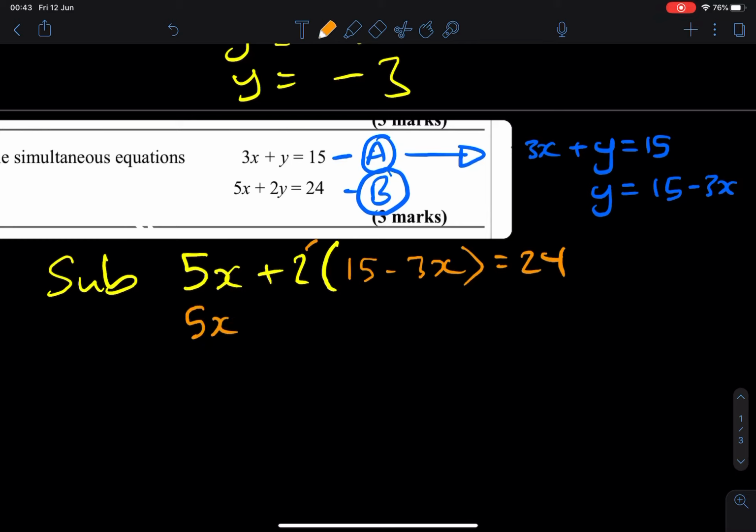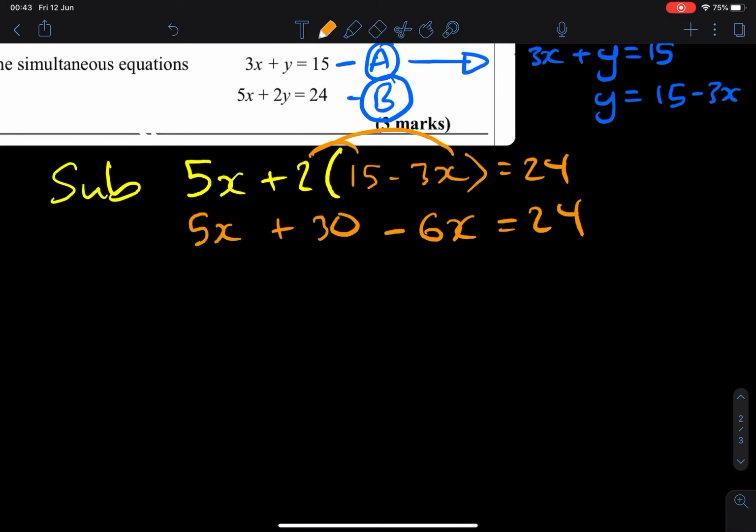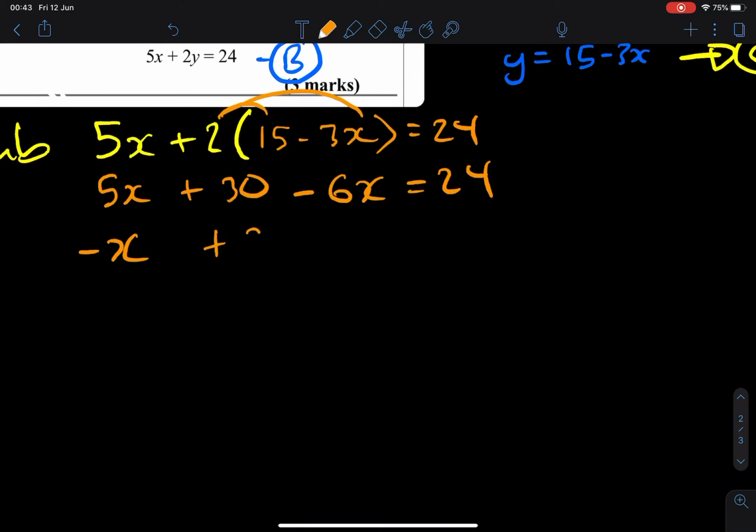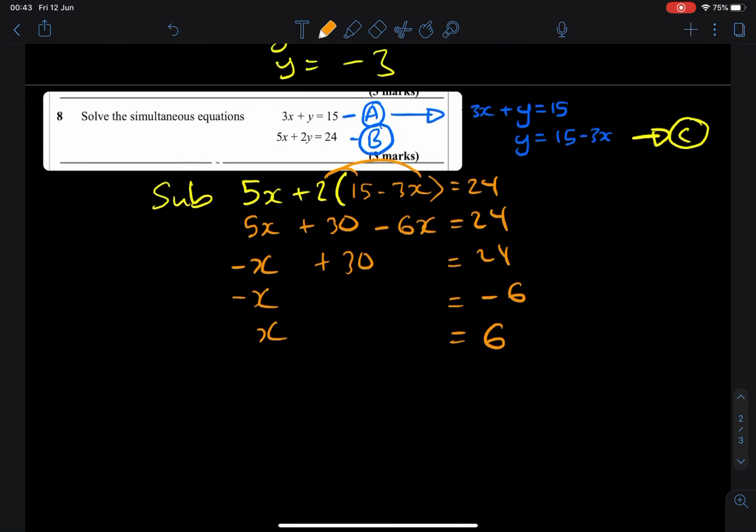And now just solve it like a normal equation, expand and solve. So plus 30 minus 6x is equal to 24. 5x take away 6x is minus x. Plus 30 is equal to 24. Minus x is equal to 24 take away 30, which is minus 6. Therefore, x must be equal to positive 6. Remember, this is times by negative 1. In order to get rid of the negative, I divide the other side by negative 1, i.e. the sign changes. Now, I've worked out what x is.